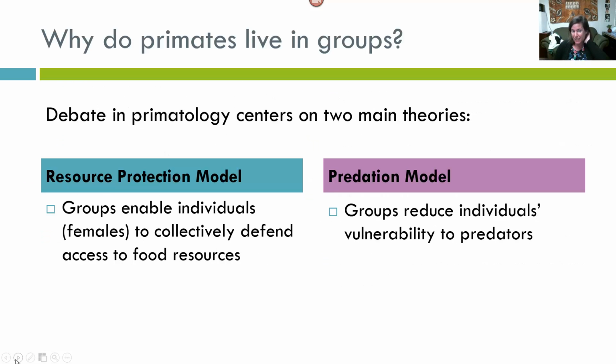So why do primates live in groups? This is a big debate in primatology and has been for the last 30 or so years. Most of the discussion by primatologists studying grouping patterns has focused on the relative importance of two benefits of group living. The first is the resource protection model, and the second is the predation model. That is, primates live in groups to enable individuals to collectively defend access to resources, or primates live in groups to reduce an individual's vulnerability to predation. So let's talk about each of these models and data to support or reject them.